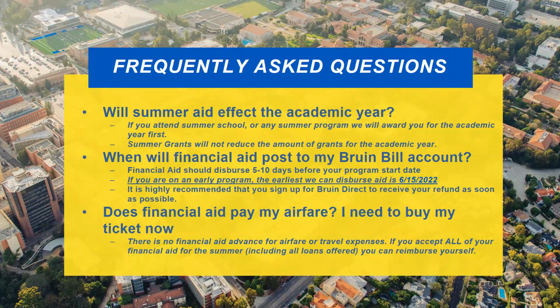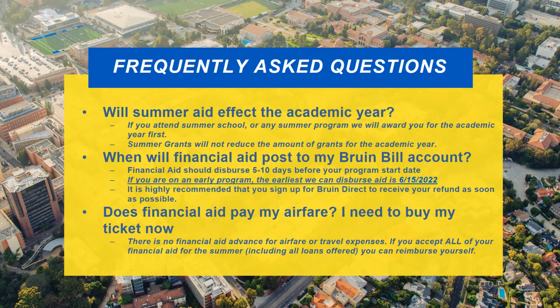Now, for those participating in the summer travel study program or the global internships program, your money can't be posted to the Bruin bill more than 10 days prior to the beginning of your program. Let's say you're in a program that starts June 30. We can't put that money on your Bruin bill any earlier than June 20. You can't receive financial aid more than 10 days prior to the beginning of the term.